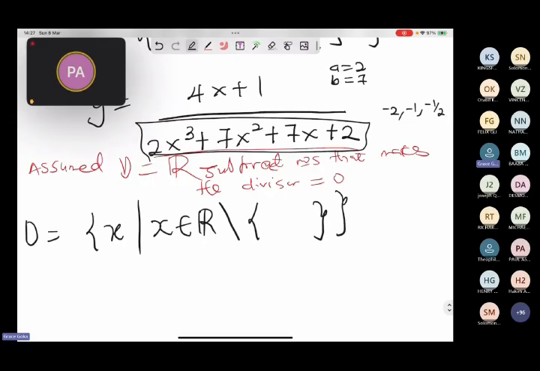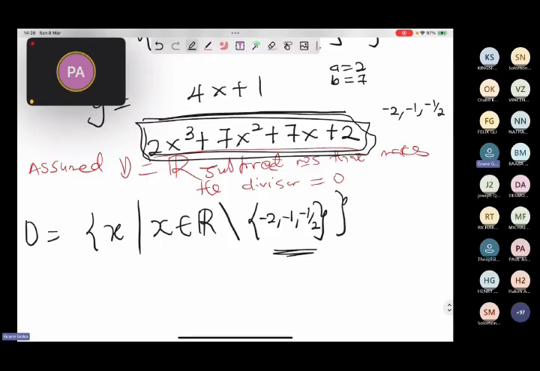Okay, so these are the three numbers. Where do I put the three numbers? In this curly bracket here. So we have -2, -1, -1 over 2. This is the domain of the function up there. You are allowed to use your calculator to determine the numbers that make the denominator become 0. If you do that, you have not defined anything.